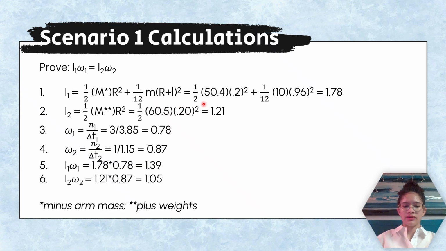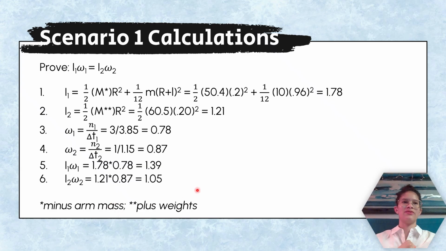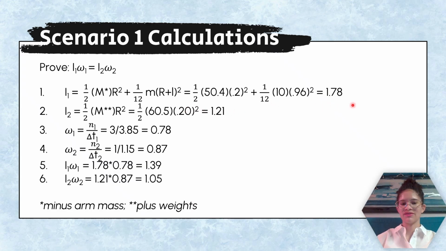And we have a lot of asterisks here, basically just adjusting for, do you have weights added to your body weight? Do you have arms and weights taken, like, do you have your arms taken away from body weight? So that's what all those are. And then you just put in your values. You get 1.78. And you have your second moment of inertia, where the arms are in with the body. Again, you're adding the weights here, so you plug in and you get 1.21.